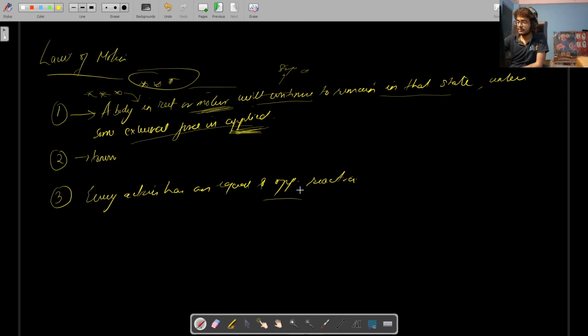Like for example, if you have a pistol in your hand and you fire a shot from the pistol, the pistol will not be stationary. When you fire the shot, that pistol will move back as well.